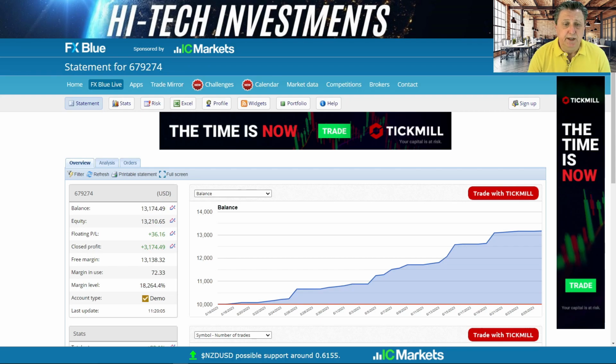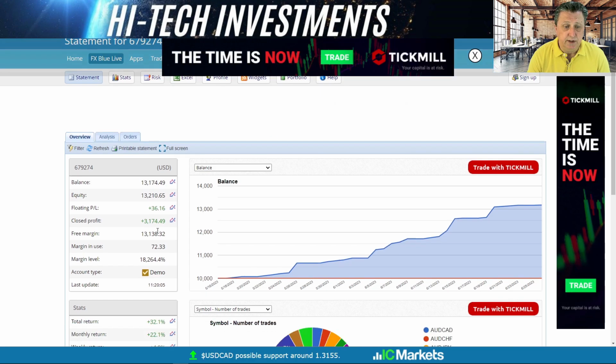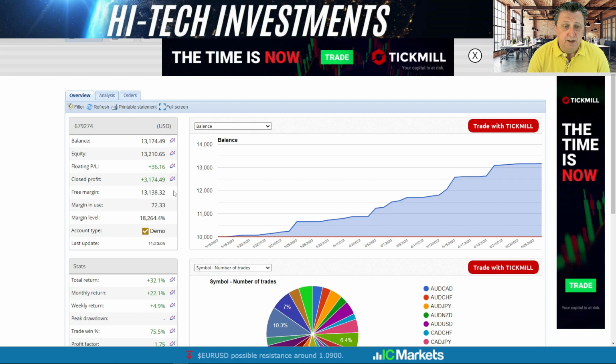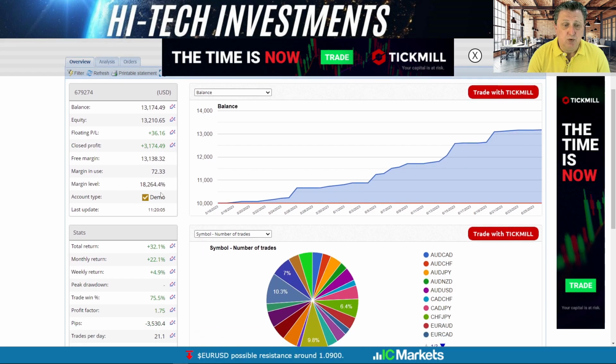When we look at the FXBlue link in here, we can see that the balance is up at 13,174. The graph looks quite nice as it goes up here. It's been a bit flat on that particular side. Equity again, we are actually in positive equity at the moment with plus 36, so that is very nice. Close profits 3,174, so that has basically been cashed in. It is a demo account also on this particular case and also started with $10,000.